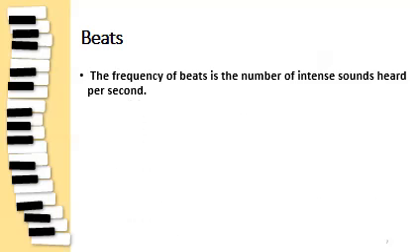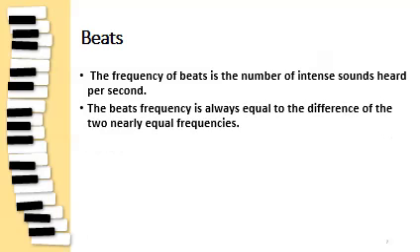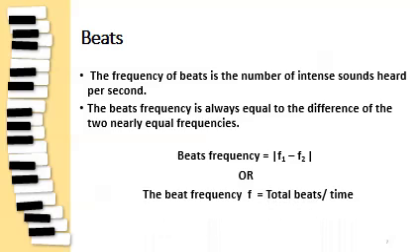How do we calculate the value of beats? The frequency of beats is the number of intense sounds heard per second. The beat frequency is always equal to the difference of the two nearly equal frequencies. So beat frequency is equal to modulus f1 minus f2, or beat frequency f is equal to total beats divided by time.